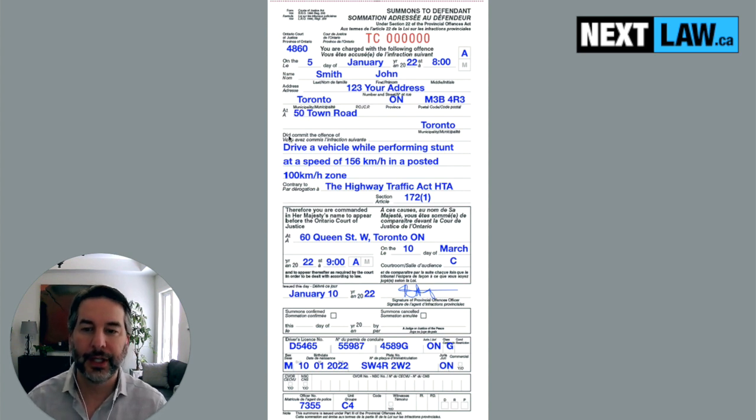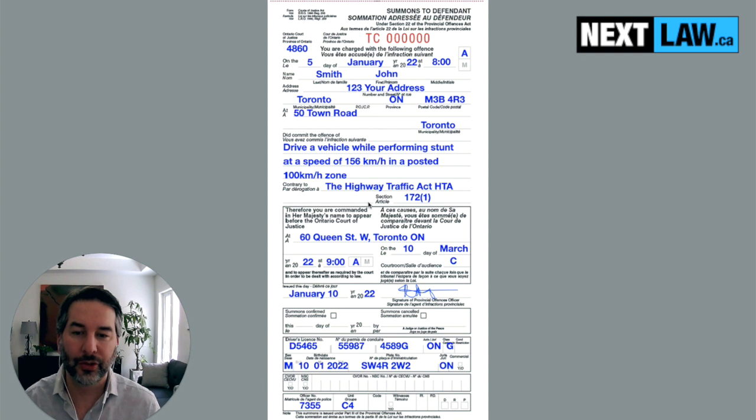If you move down, it says "did commit the offense of," and this is going to tell you which section of the Highway Traffic Act you are being charged with on your summons. So for a stunt driving charge, you should get one that says drive a vehicle while performing stunt at a speed of whatever your speed was, and a posted whatever the zone was. I put 156 kilometers in a posted 100 zone. Sometimes when you get a stunt driving ticket, you also get a secondary, a speeding ticket, which will have information as well. And then it says contrary to the Highway Traffic Act. And the section of stunt driving is 172.1. If you got a speeding one as well, it'd be section 128.